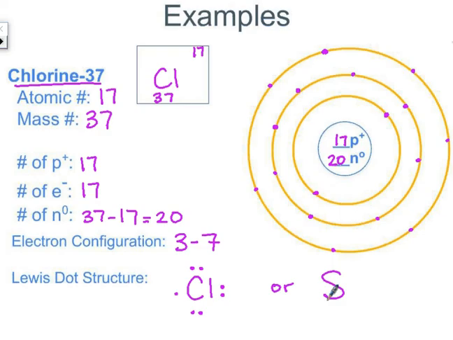Okay? So let's say, for instance, we had sulfur. Well, sulfur has 6 valence electrons, so you're going to have to put 6 around it, and you're going to do it the same way. 1, 2, 3, 4, and now I have to double up. 5 and 6.